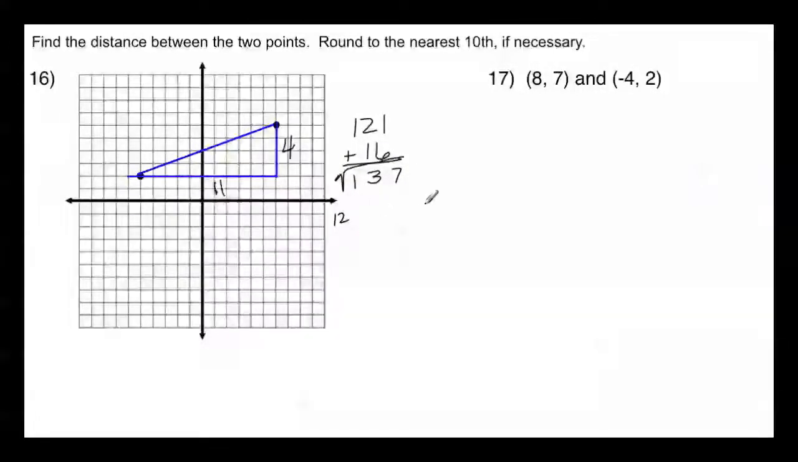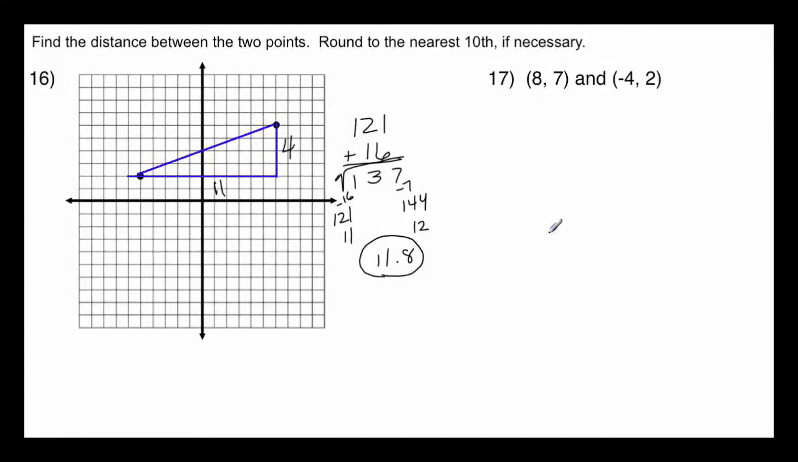So that's between 121 and 144. It's 16 away here. It's only 7 away there. So it's closer to the 12 than to the 11. Quite a bit closer. So let's call it 11.8.